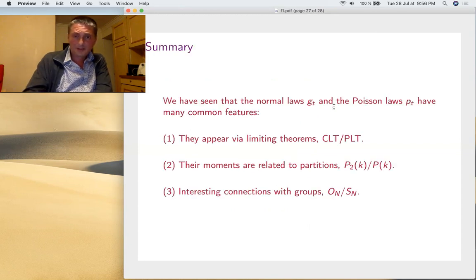So, summary: now we have seen the normal and Poisson laws. Apparently they are quite different, but that was the point of what we did today. Maybe for those of you who know probability, my weird way of explaining things was precisely to prepare the ground for free probability. We want to see the common features of these things, which are a bit abstract. First of all, limiting theorems: CLT, PLT. Then the moments are related to partitions: P_2, the pairings, and all the partitions. There are also some connections with groups and coordinates, with O_N and the symmetric group S_N.